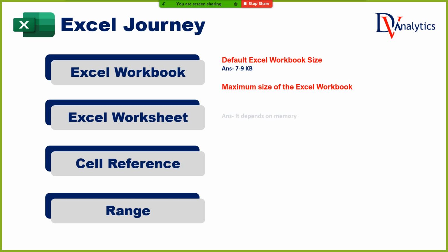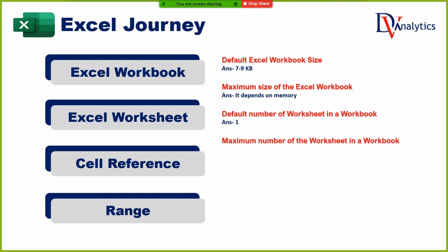Now the next is, what is the maximum size of the Excel workbook? It depends on memory. That would be the answer. Next is the default number of worksheets in a workbook. The default is 1. When you open an Excel sheet, it comes with Sheet1. Now we keep on adding sheets. What is the maximum number of sheets we can add? That is also another question. We will say it depends on the memory of the system, how many sheets we can add.